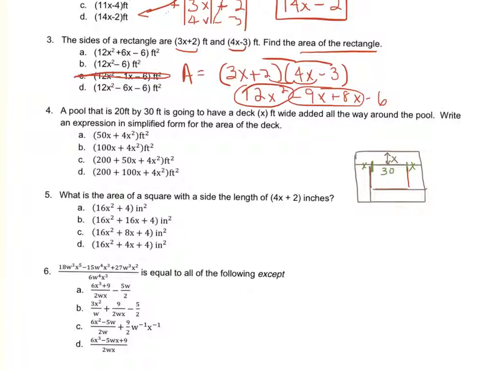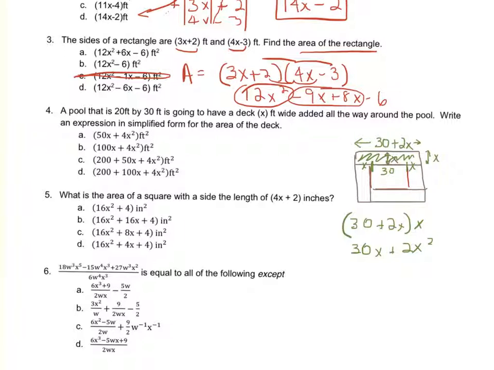I can actually find the area of this top section. Its total length is 30 plus the 2 x's on the end, and its width, this distance right here, is x. So length times width again gives me area. So 30 plus 2x times x will give me the area of that top strip. That's 30x plus 2x squared.